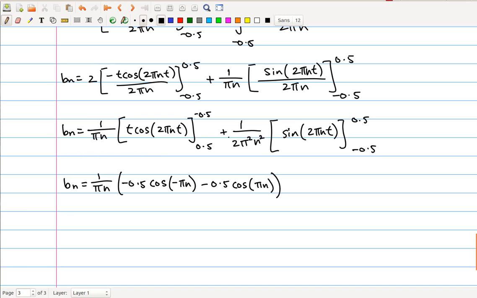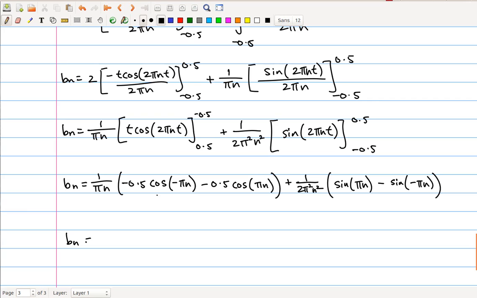Okay, so that's good. Let's continue over here and work out this bit, 2 pi squared n squared. Again, upper limit minus the lower limit, so substituting 0.5 in here, I get sine of pi n. Okay, 2 times 0.5 gives you 1. So this is going to be sine of pi n minus the lower limit. So that's going to be sine of negative pi n. Okay, good. So let's see what we get.